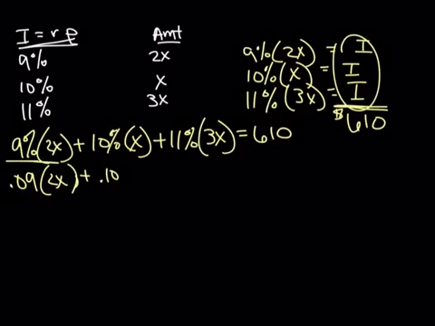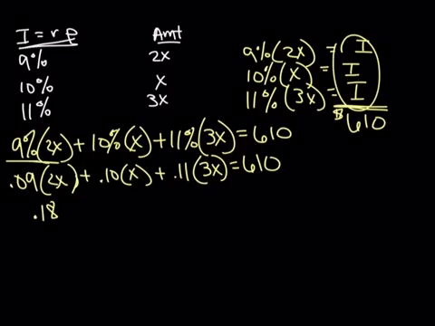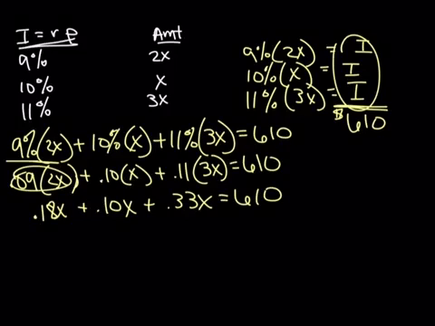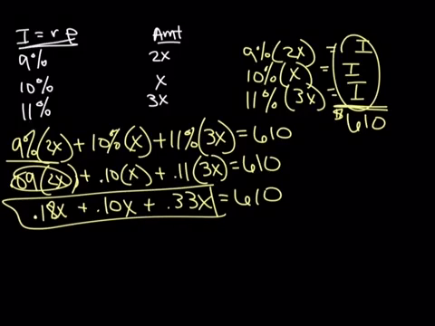So notice I moved all the decimals 2 over to the left. Okay, so let's multiply these numbers through. So this gives me 0.18x when I do that. Nothing changed there. And this gives me 0.33x equals 610. So I'm going to add all these x's together.